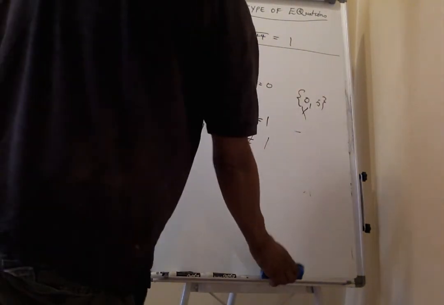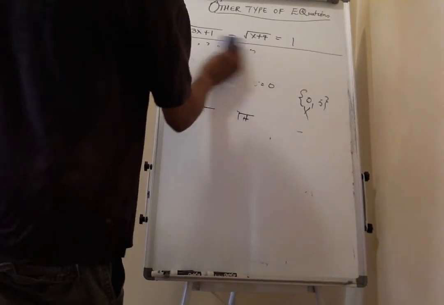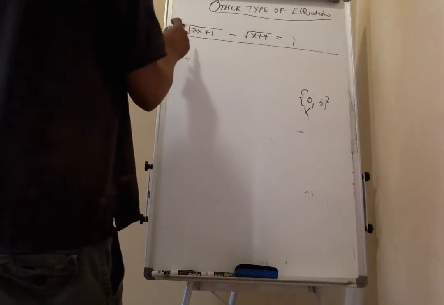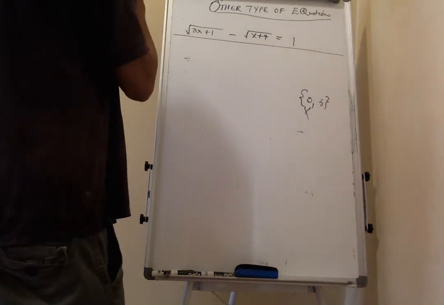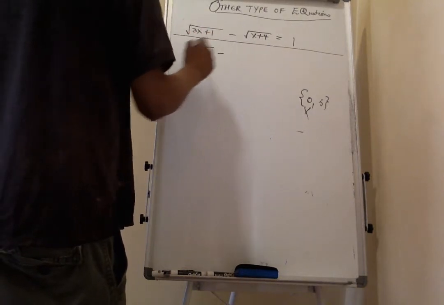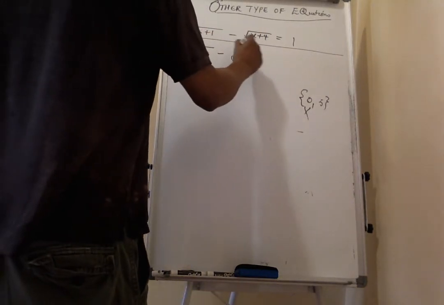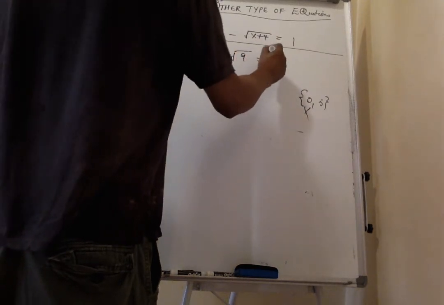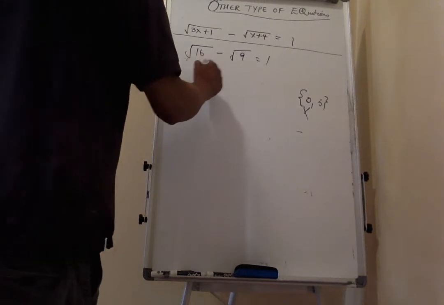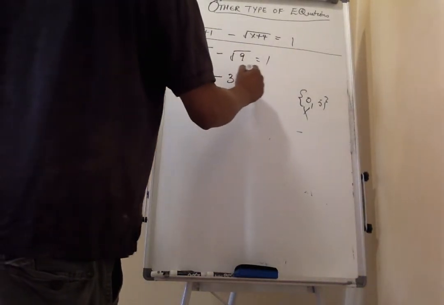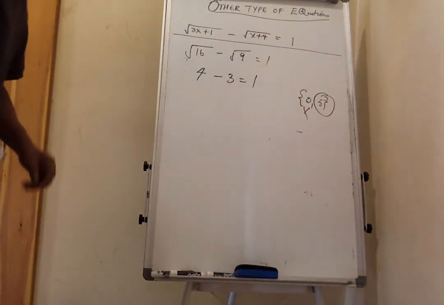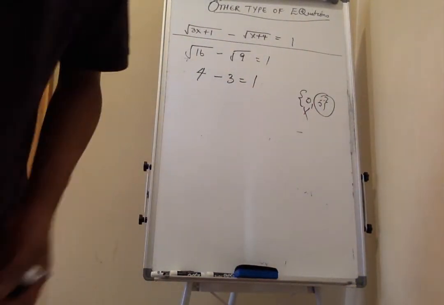Let's go ahead and plug in 5 and see what we can come up with. 3 times 5 is 15, 15 plus 1 is 16. So you have the square root of 16 minus the square root of 5 plus 4, which is 9. Now the square root of 16 is 4, and the square root of 9 is 3. 4 minus 3 is 1. So 5 is the solution and not 0.